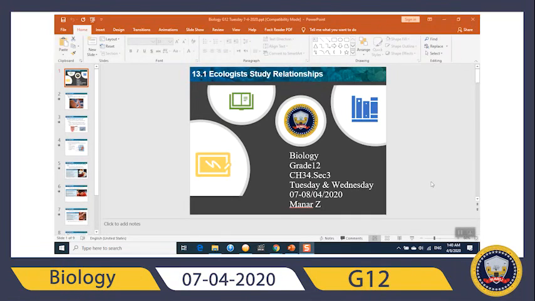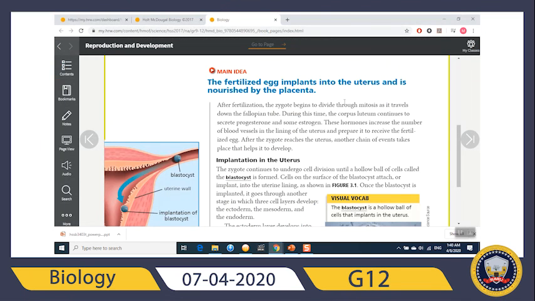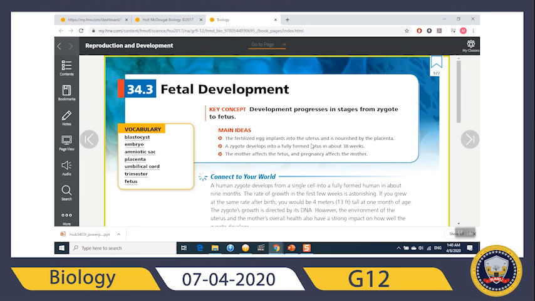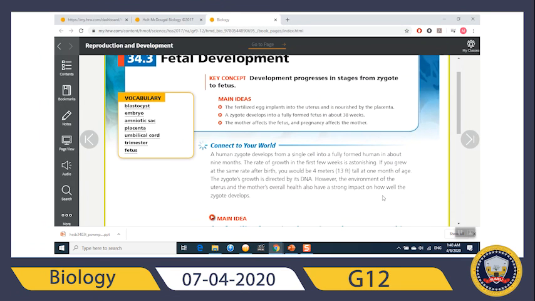Hi, in today's session, we're going to learn about fetal development. This is chapter 34, section 3. The key concept of our section: development progresses in stages from zygote to fetus.